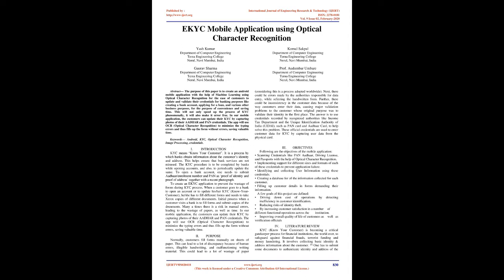3. Objectives. Following are the objectives of the mobile application. Scanning credentials like PAN, AADHAR, driving license, and passports with the help of optical character recognition. Implementing support for different sizes and formats of each of these credentials to prevent application failure. Identifying and collecting user information using these credentials. Creating a database of the information collected for each customer. Filling up customer details in forms demanding their information.